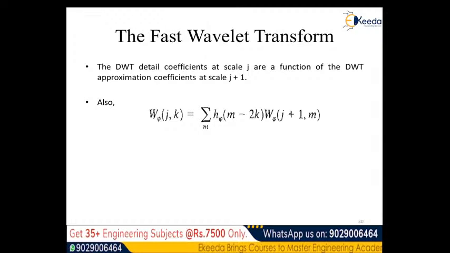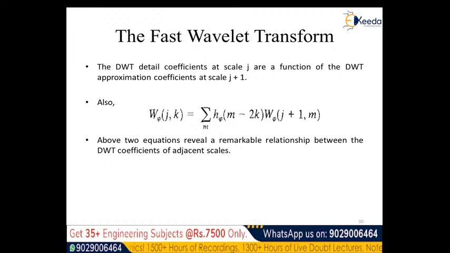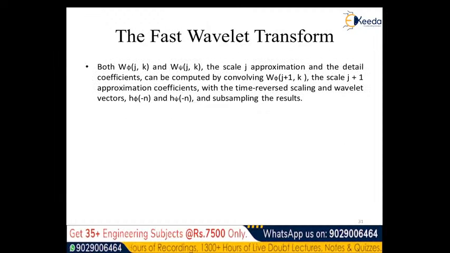So when we observe the two equations along with this one, we reveal that a remarkable relationship between the DWT coefficients of the adjacent scales is there here. So in both the notations in these representations, we have W_φ(j,k) and W_ψ(j,k), the scale j approximation and the detail coefficients. See, the approximation is also known as the scaling information. The detail coefficients are also known as the wavelet coefficients here.